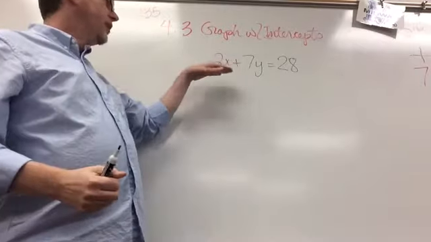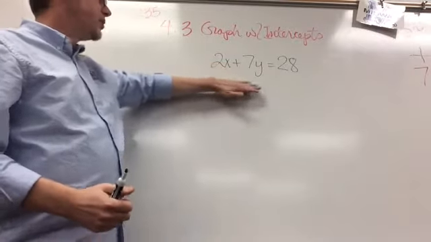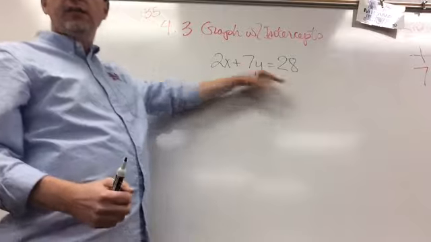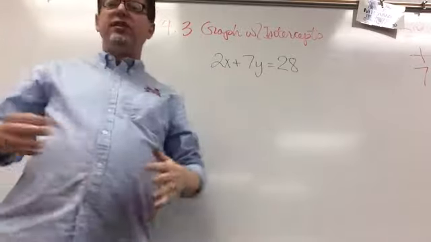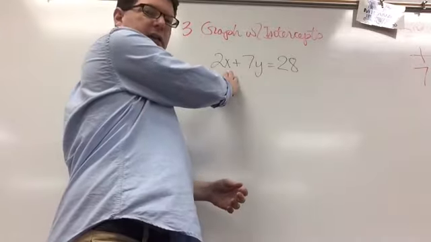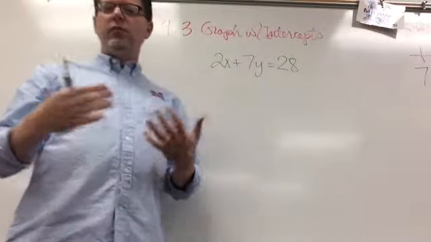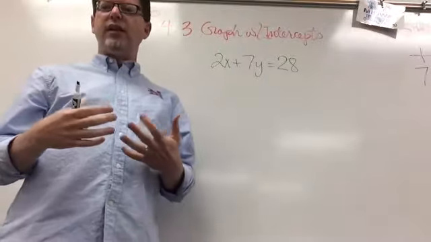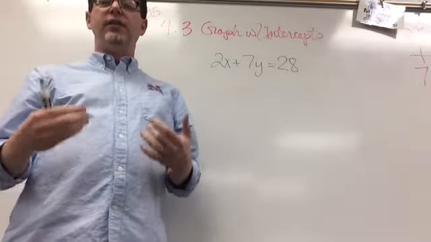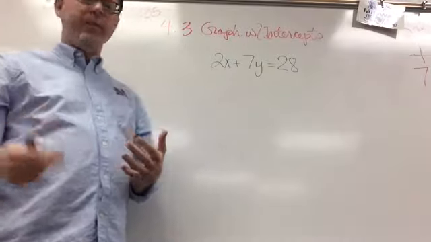So for this example, we have an equation that is 2x plus 7y equals 28. And this is an equation of a line. If we would have done this yesterday, we could have plugged in an x and found what y equals and come up with a table of values. Well, we're going to do it a different way today. We're just going to find the intercepts of this line, and then we're going to graph it that way.